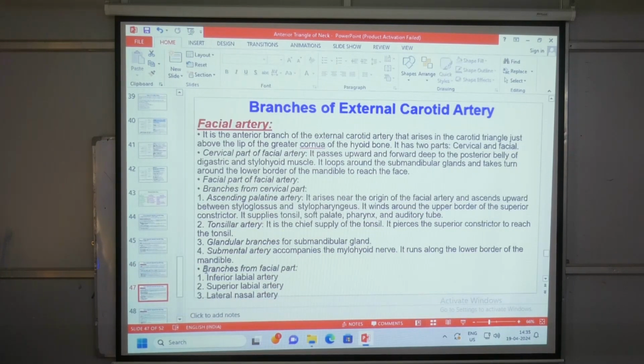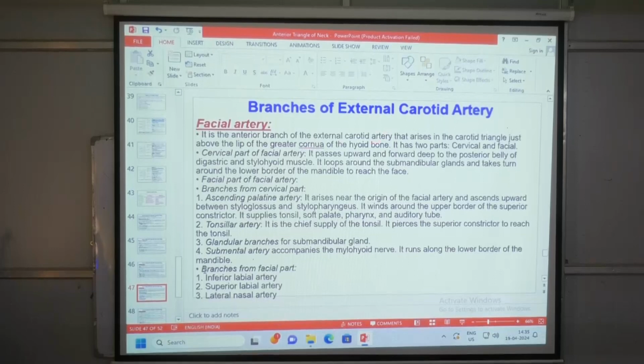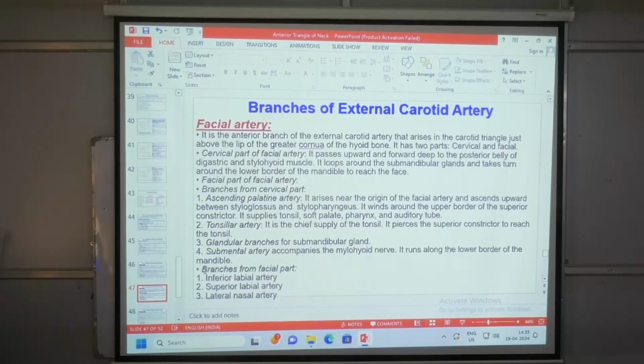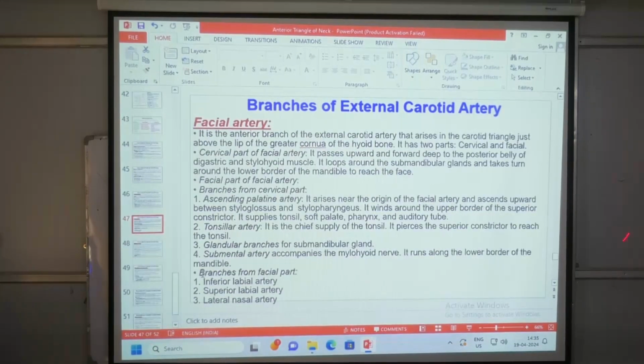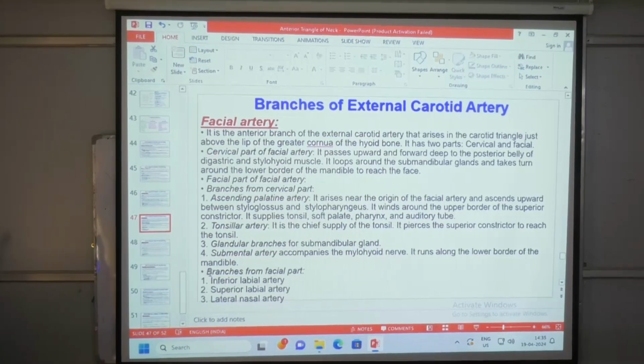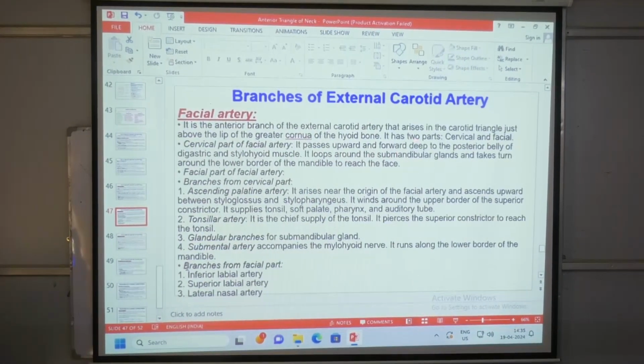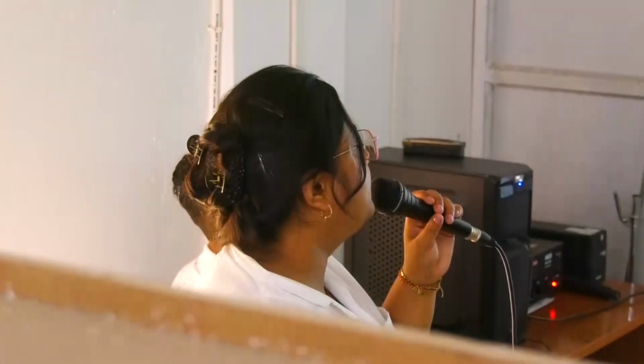Next is the facial artery. You have read during the face. So the facial artery is the anterior branch of the external carotid, arises in the carotid triangle just above the tip of the greater cornu of the hyoid. Two parts, cervical and facial. The cervical part of the facial artery passes upward and forward deep to the posterior belly of the digastric and stylohyoid muscles, loops around the submandibular gland, takes a turn around the lower border of the mandible to reach the face.